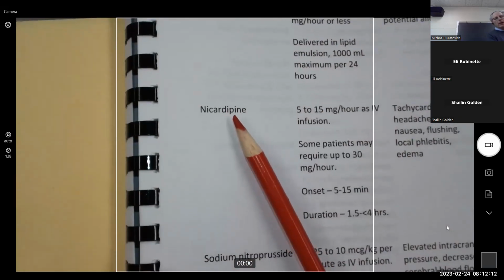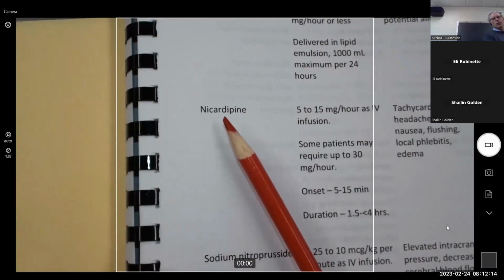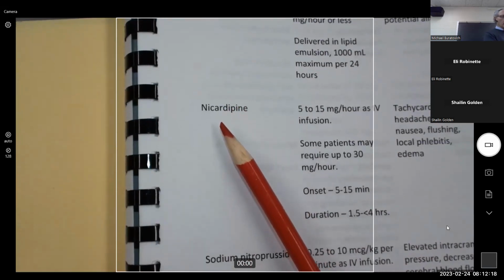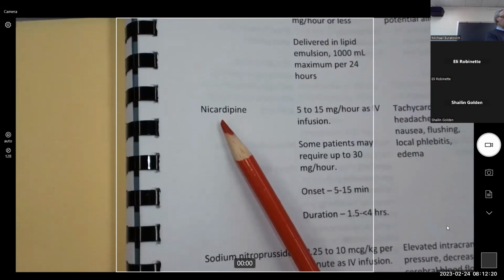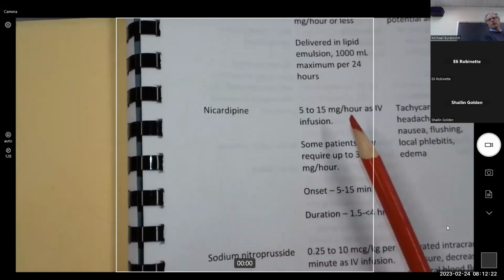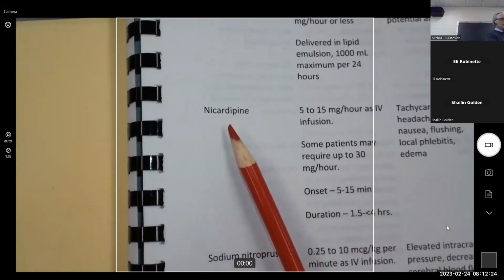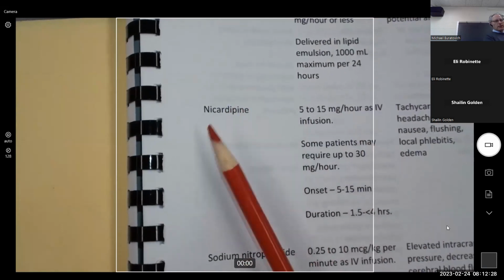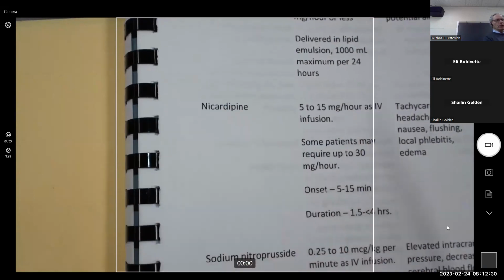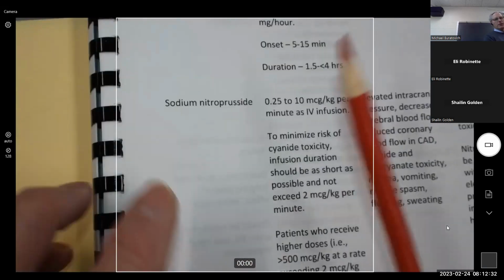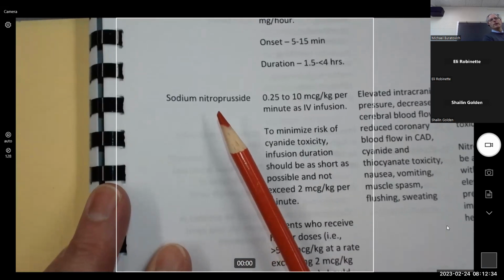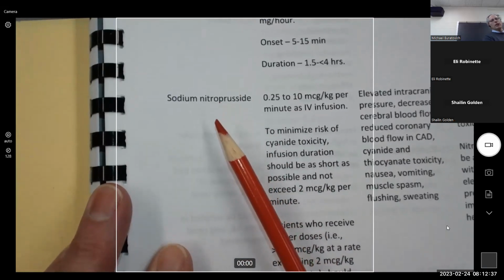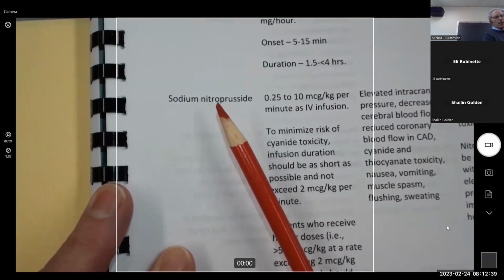Now, nicardipine is used for routine hypertension. However, it's very good for hypertensive emergencies. Typically, at the concentrations at which you're using it, it's going to cause pretty severe tachycardia. But this is used for hypertensive emergencies. This medication here, sodium nitroprusside, that's only used for emergency.